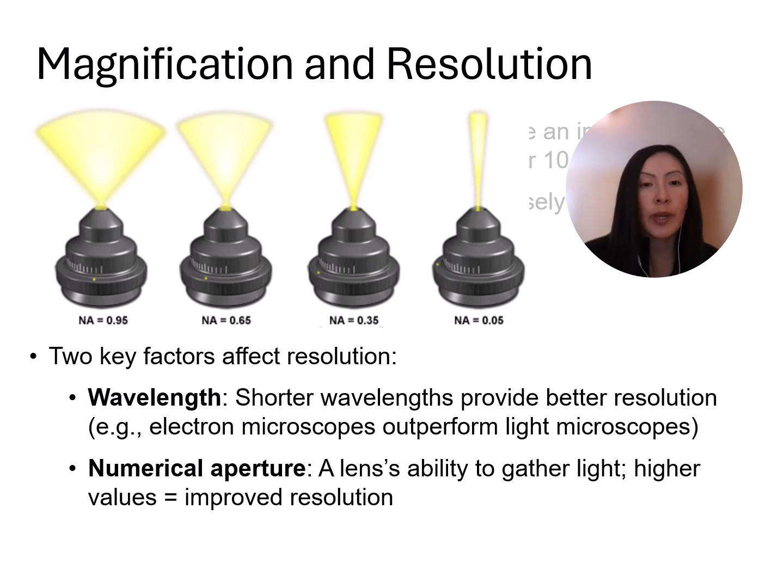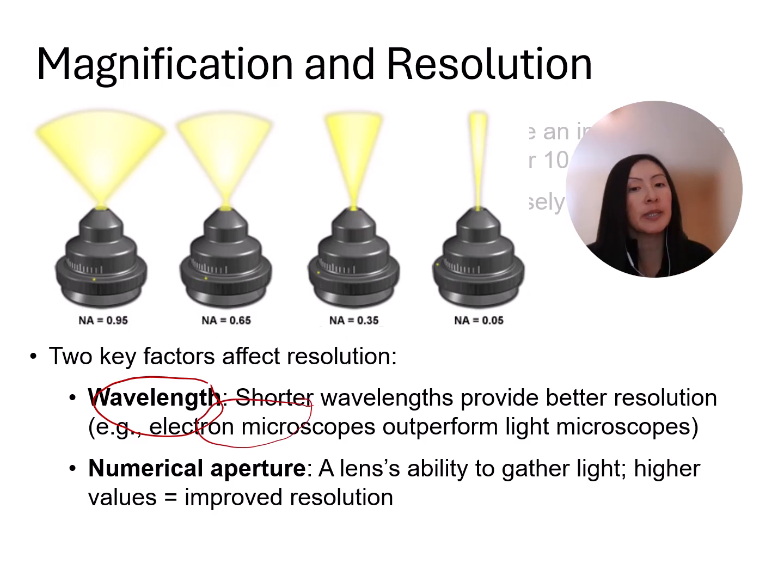The first is wavelength, and shorter wavelengths or higher energy light provides better resolution, clearer images. And that's why electron microscopes, we're going to learn about in a bit, are more powerful than our typical light microscopes, which use longer wavelengths or lower energy light.